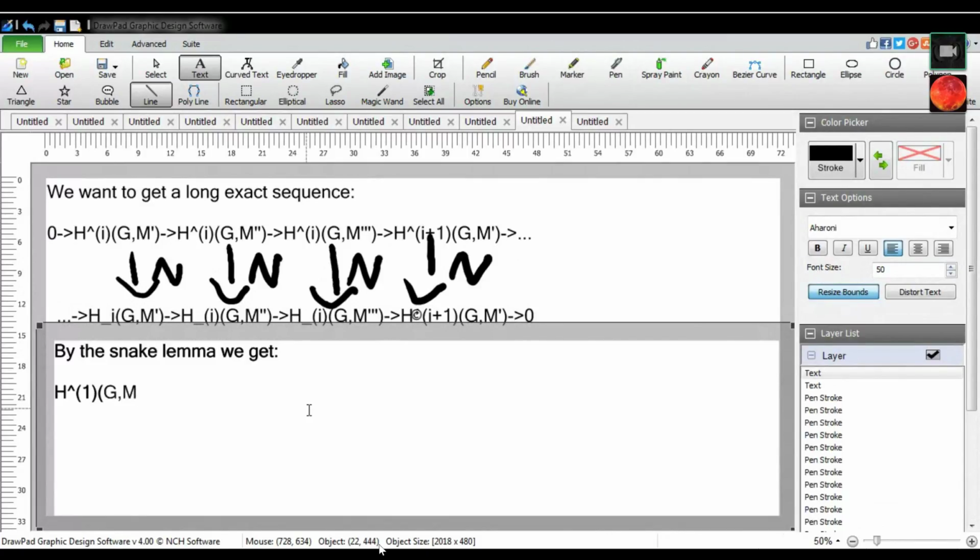By the snake lemma, we get a long exact sequence that looks like this. Now we go down in dimension, and when we go down in dimension, we have to look at the cokernel. The snake lemma tells us that we get an exact sequence if in the upper row we apply cokernels, in the lower row we get kernels. So I'm going to write this as N, then into the kernel.